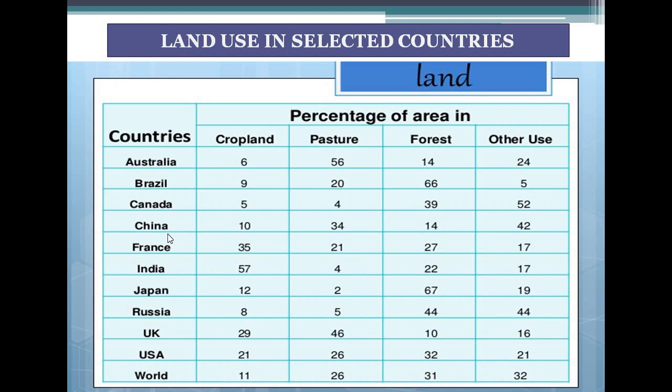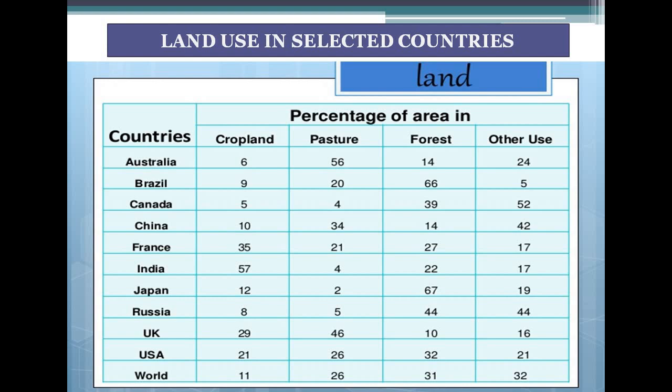Now in the table you can see India. The highest percentage of cropland is in India, that is 57%, and the lowest percentage is the pasture, that is 4%. Now for pasture, which country is the highest? It is Australia, as you can see here, 56%, right? Means what? In India, agriculture is the main occupation, and in Australia, it is the cattle rearing.